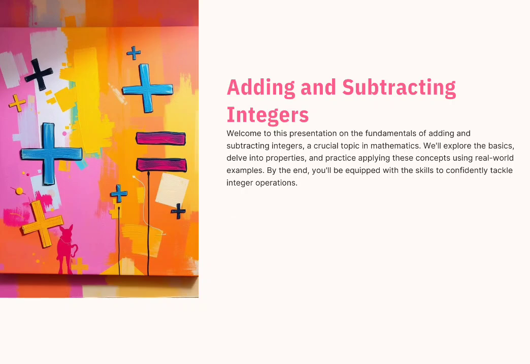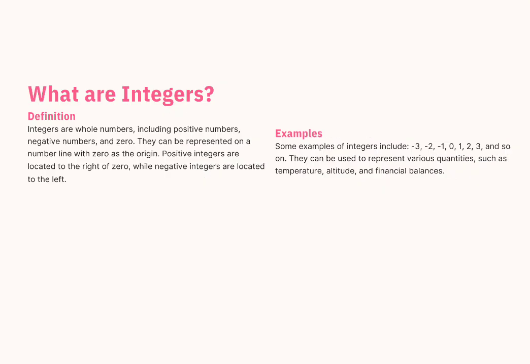Here I will explain material about adding and subtracting integers. The first material is about the definition of integers, where integers are whole numbers, including positive numbers, negative numbers, and zero. They can be represented on a number line with zero as the origin.